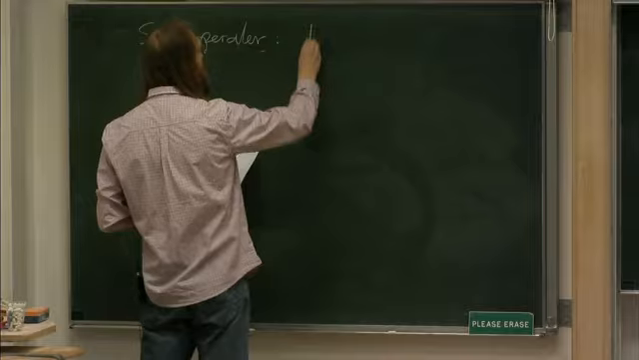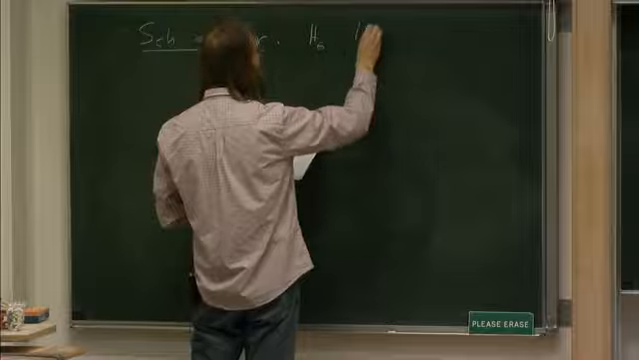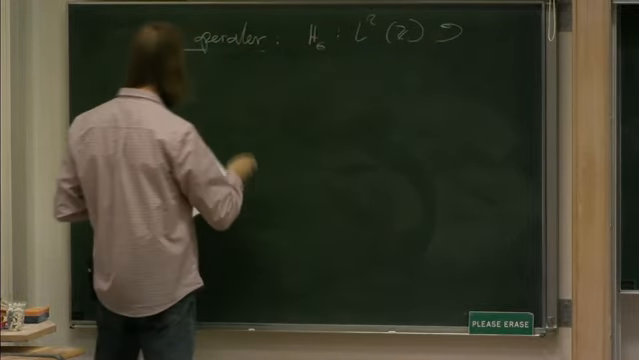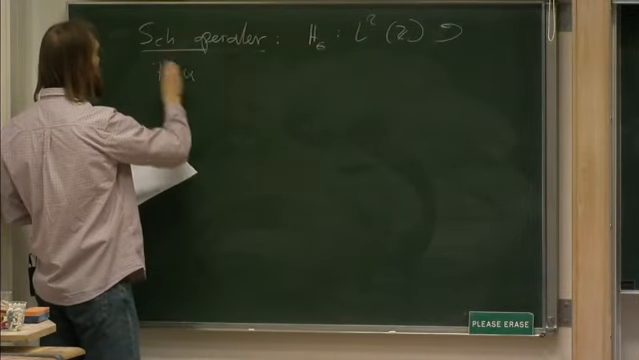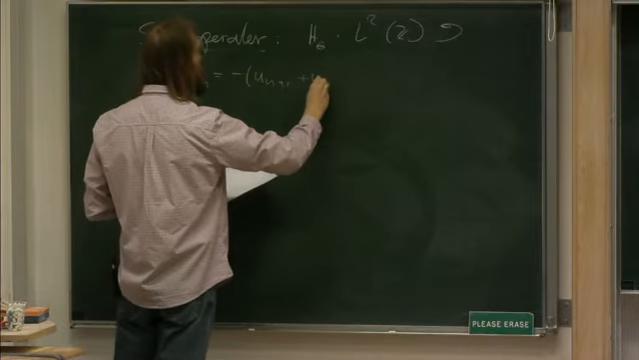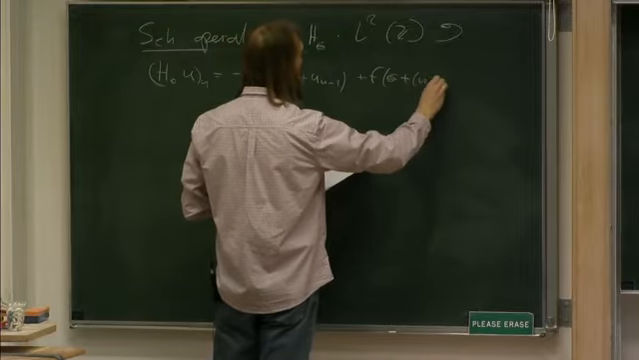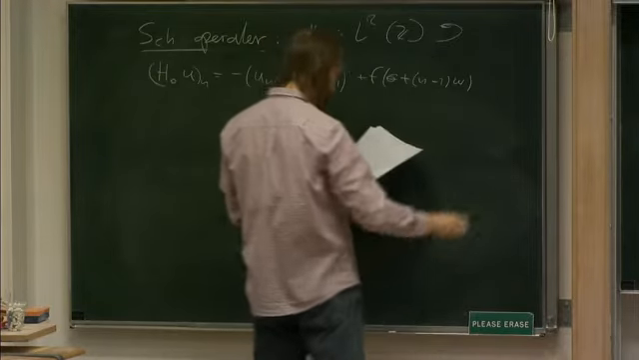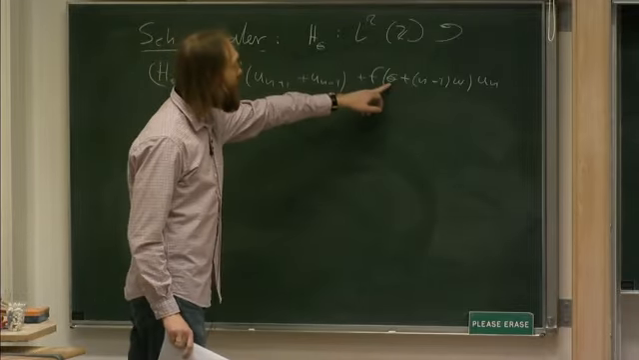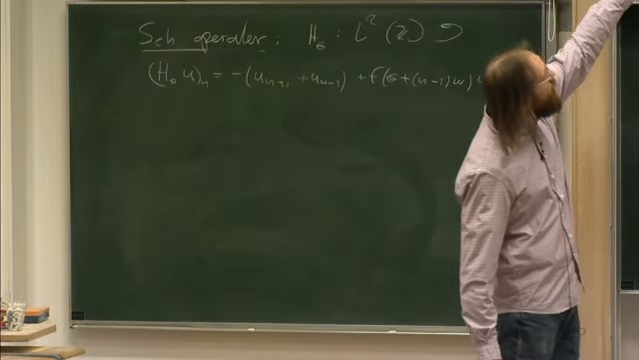So the Schrödinger operator, well, I define it, so it's H_theta from little l^2 of Z to itself, acting as H_theta u of n is minus u_{n+1} plus u_{n-1} plus f of theta plus (n minus 1) omega times u_n. And then we see for each phase theta, we get an operator. So the f is the same as in the cocycle.